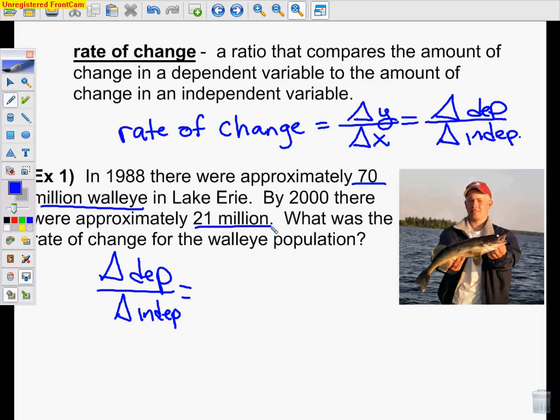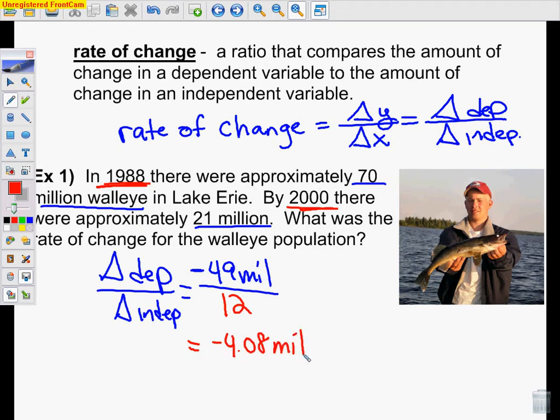Okay, so that's a total change of 49 million walleye. Now, specifically, we went down by 49 million, so this is going to be negative 49 million. And then we're going to talk about the change in the independent variable, which is the time. We started off in 1988, went to 2000. That was a change of 12 years. So if we divide that out, negative 49 million divided by 12, we get negative 4.08 million. Which is, if you wanted to, you could just say that's negative 4,080,000. So we were going down by approximately 4.08 million per year. Okay, so that was our rate of change.